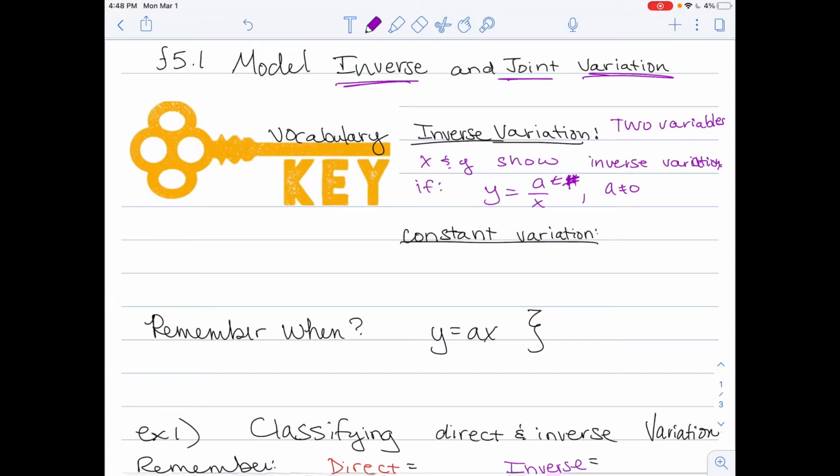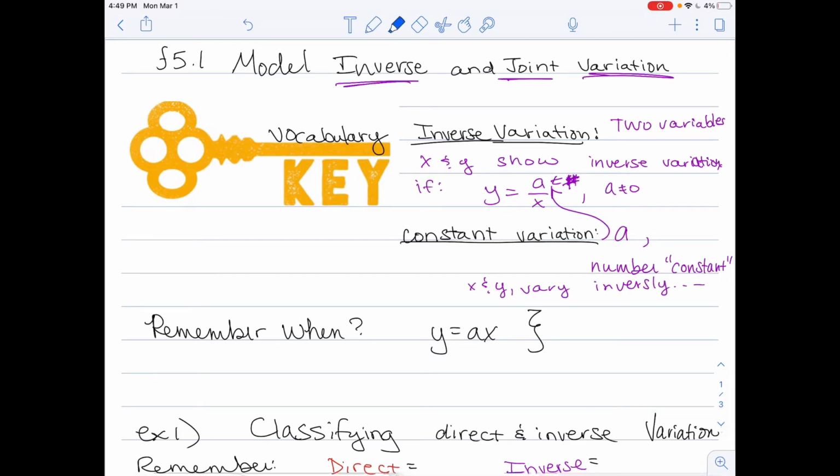When y equals something divided by x, y gets bigger when x gets smaller, and vice versa. When x is bigger, y gets smaller. That's called inverse variation. The constant of variation is that value of a, just a number, aka a constant, as x and y vary inversely, which means they don't grow together. As one grows, the other one diminishes, and vice versa.